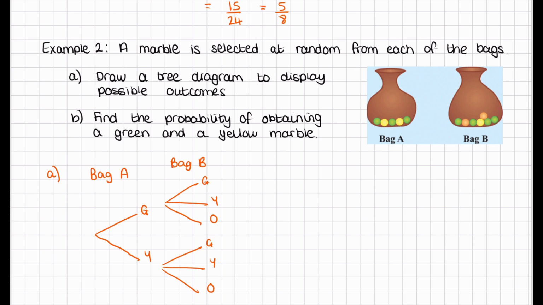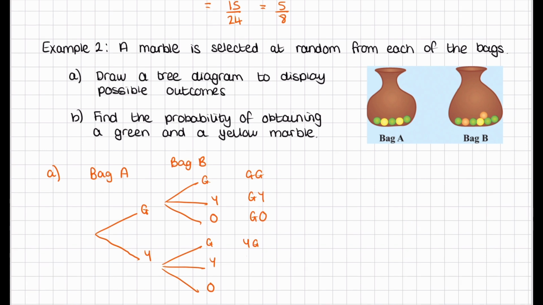When we draw a tree diagram, we're then going to do our outcomes. So this top one, if we went here and then here, we have green, green. The next one would be if we went green and then across to here, so it'd be green, yellow, and then green, orange. And if we got a yellow first, we could have yellow, green, yellow, yellow, or yellow, orange.